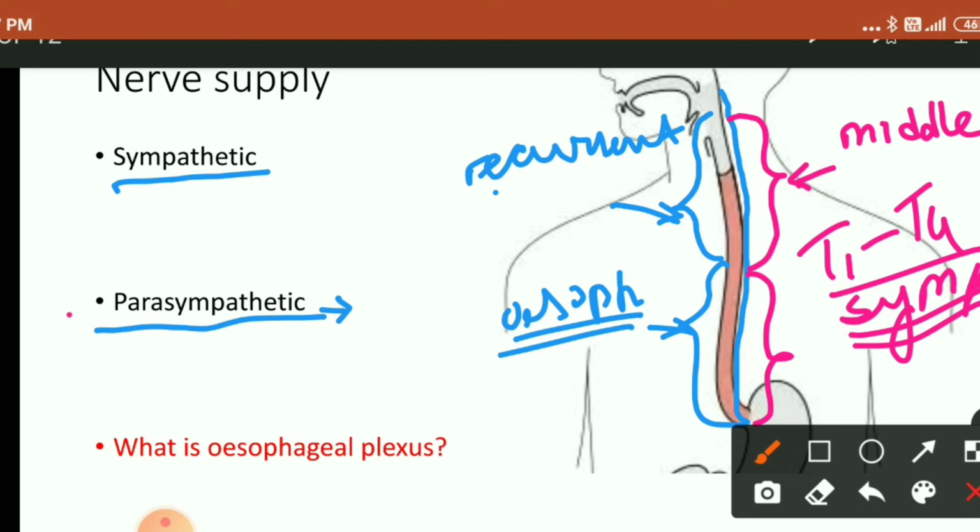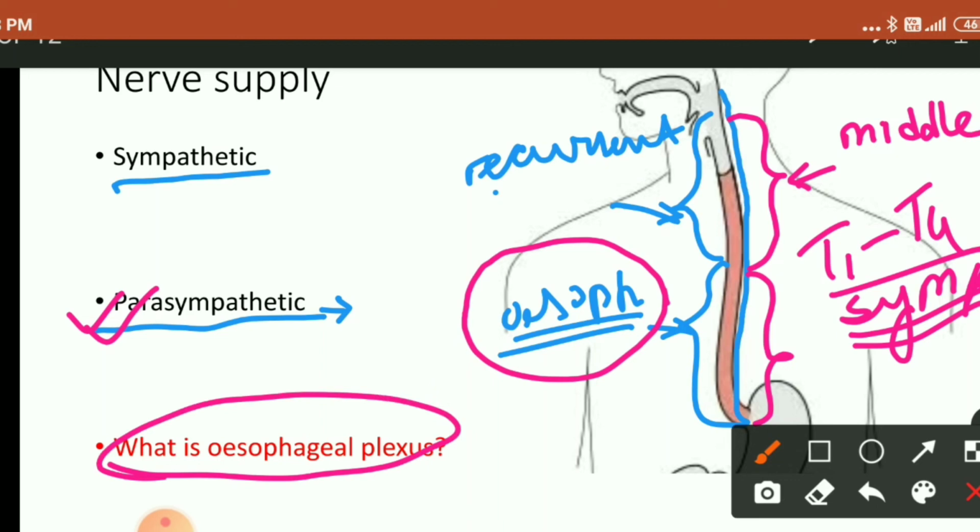Clear? Now under the discussion of parasympathetic nerve supply, we have said that the lower part of esophagus is supplied by the esophageal plexus. Now what do we mean by this esophageal plexus? Remember, esophageal plexus is a nerve plexus formed by the vagus nerve. Which nerve? Vagus nerve. Yes.